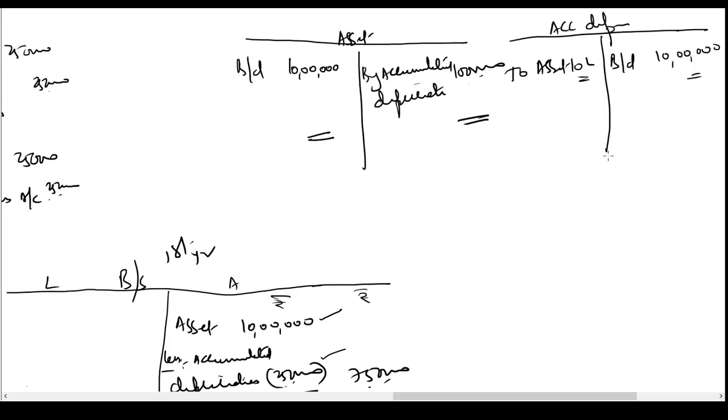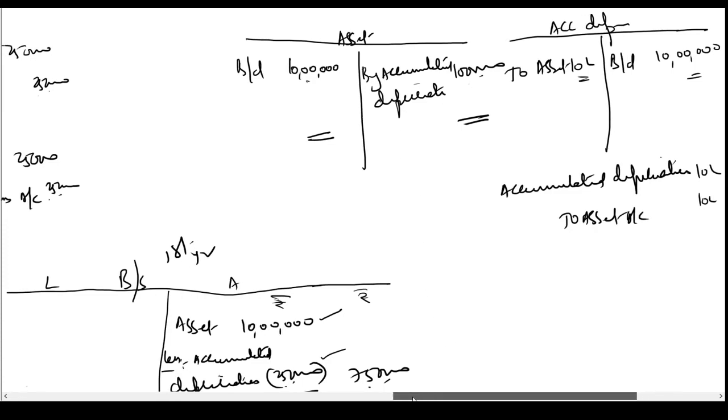So at the end of the life of the asset, when I transfer the accumulated depreciation to asset, I'll pass the entry accumulated depreciation account to asset account and close the accumulated depreciation account. If you observe here, debit was 10 lakh, credit is 10 lakh, the account gets closed. If you get some money, you will credit the asset account and the balance would be profit that will be transferred to the profit and loss account.